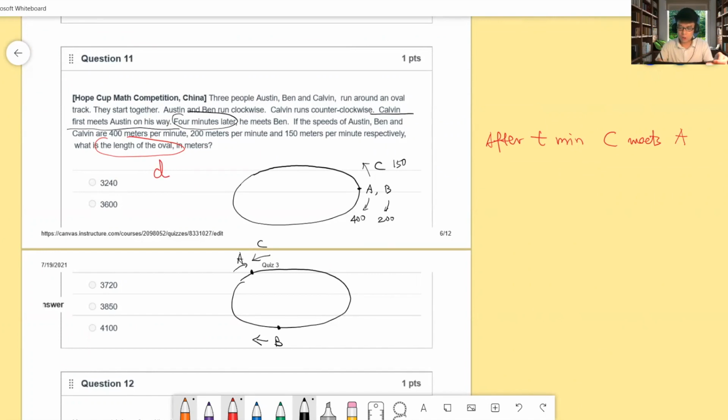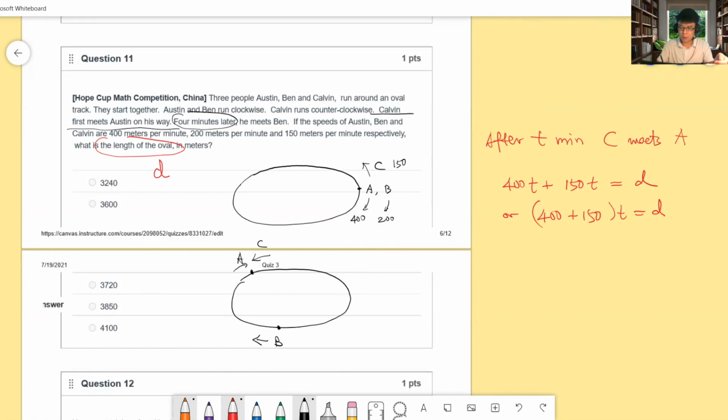Austin's speed is 400, times t, that's the distance run by Austin, and Calvin's speed is 150, 150 times t, that's the distance for Calvin. The sum of distances is the overall distance, which equals D. Or we just have 400 plus 150, times t, equals D. Now, on the other hand, consider Calvin and Ben. It takes them t plus 4 minutes when they meet.